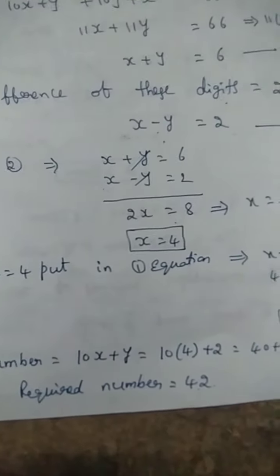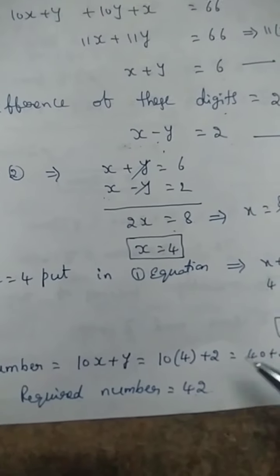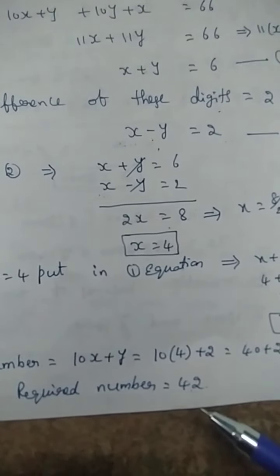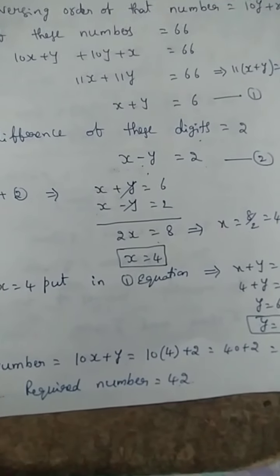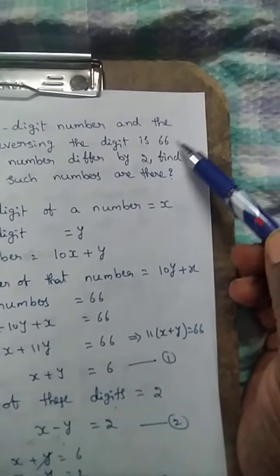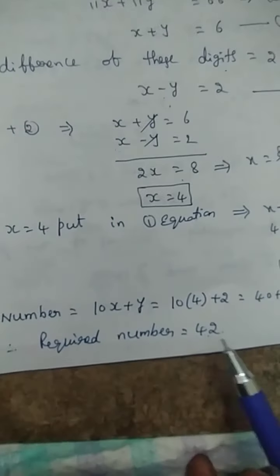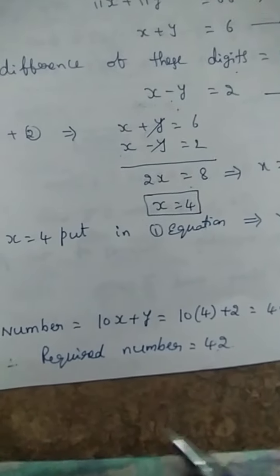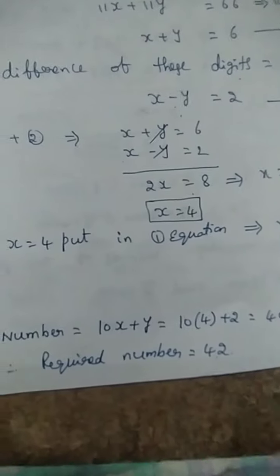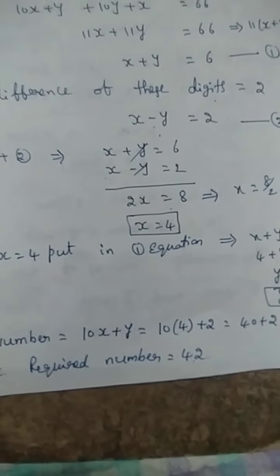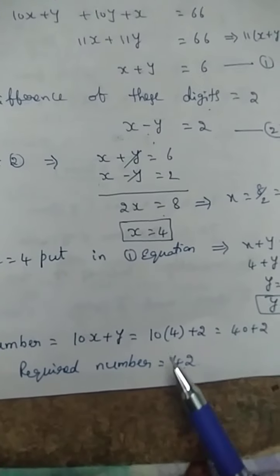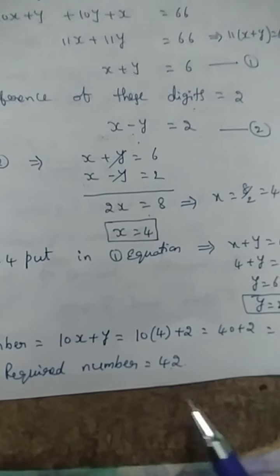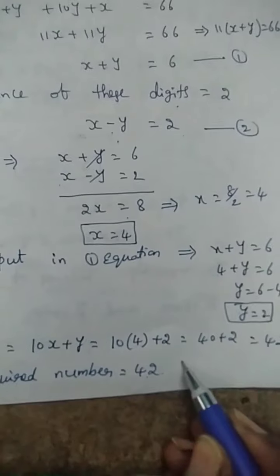Let's check. The reverse order of 42 is 24, and 42 plus 24 is 66. The problem already says the sum of the two numbers is 66, so it tallies. The difference of the digits, 4 minus 2, is equal to 2. So both conditions are satisfied. The required number is 42.